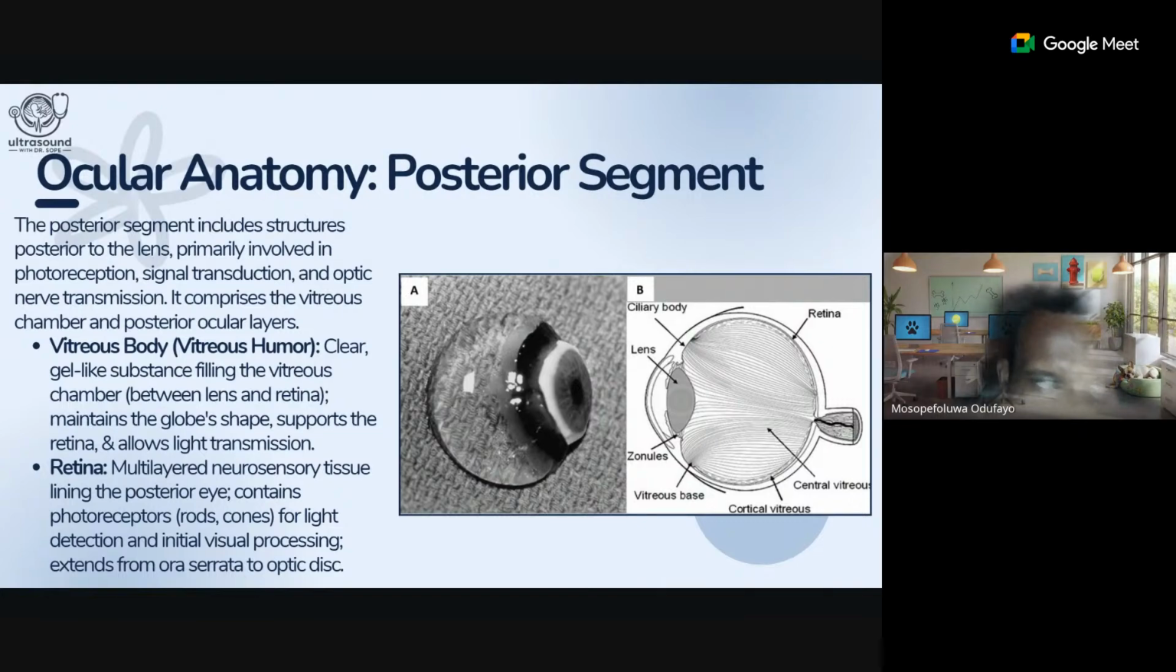So the posterior segment includes structures that are primarily for photoreception, signal transduction and optic nerve transmission. Signal transduction means we are converting those lights to action potentials. Is that okay? And so what we have first is the vitreous humor. As you can see, it's been dissected here. That transparent thing is a clear gel-like substance filling the vitreous chamber between the lens and the retina, maintaining the globe shape. It supports the retina and allows light transmission.